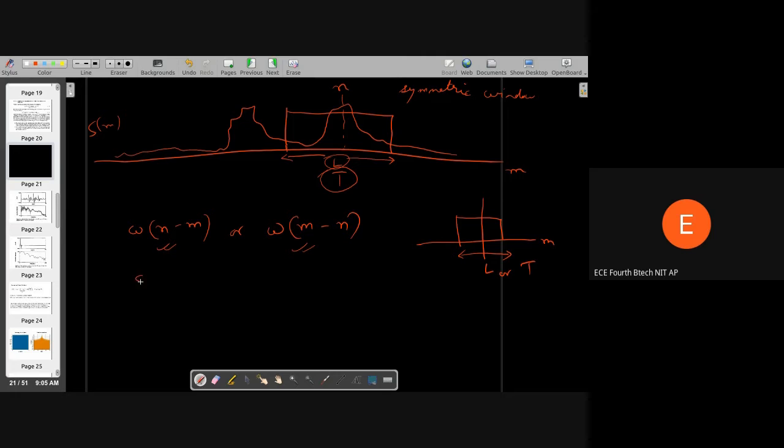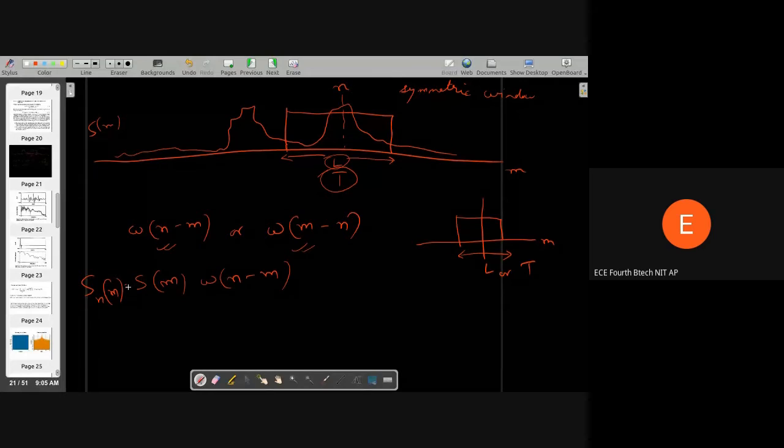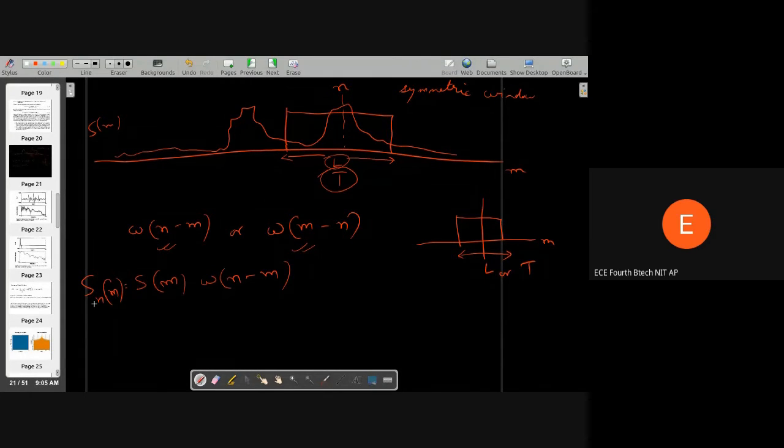So you have s[m] w[n minus m], or s[m] w[m minus n]. This is your speech frame centered at this point n. And then if we take a Fourier transform of this, this is your short-time Fourier transform. That is your short-time Fourier transform. If you take the Fourier transform of this.